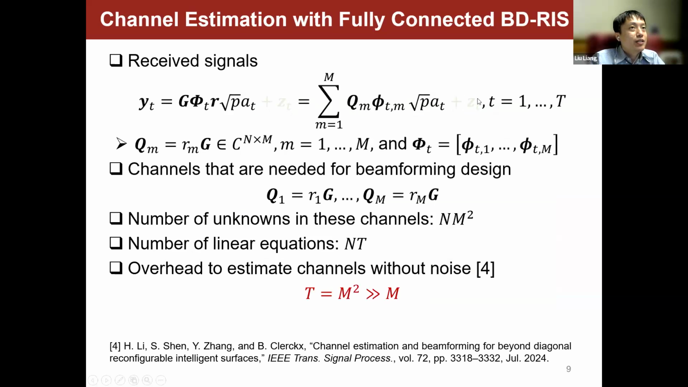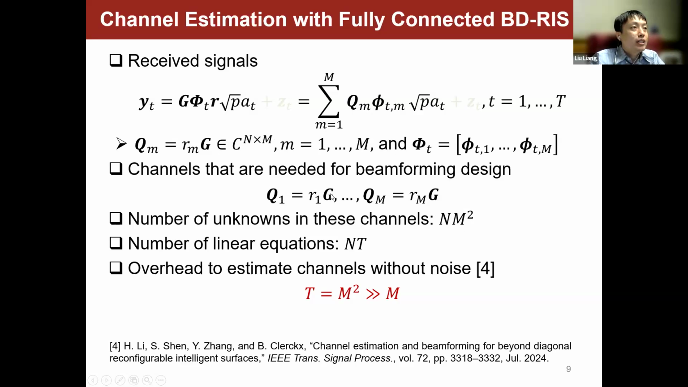And again, let's assume there's no noise. Let's see how many time slots we need to estimate these channels. Now recall that we need to estimate QM, where m starts from 1 to capital M. And each QM is an N by M matrix, because we have M elements in the RIS and N antennas at the base station. And we have M such matrices. So overall, we have N times M squared unknowns in Q1 to Q capital M. So the number of unknowns is increased significantly.